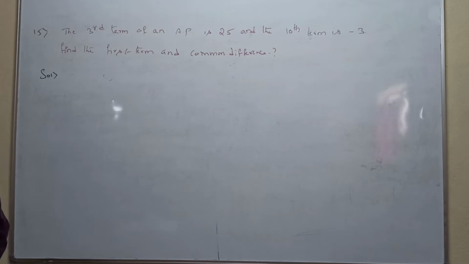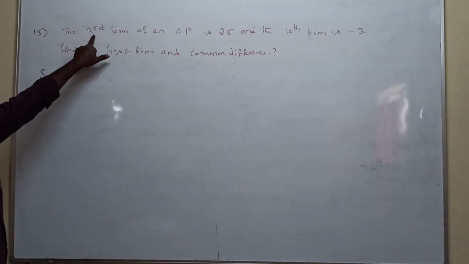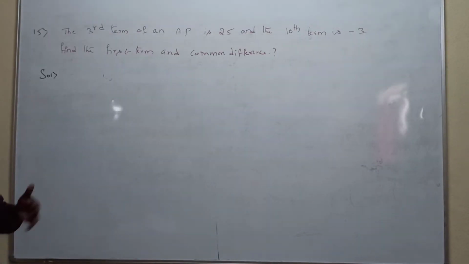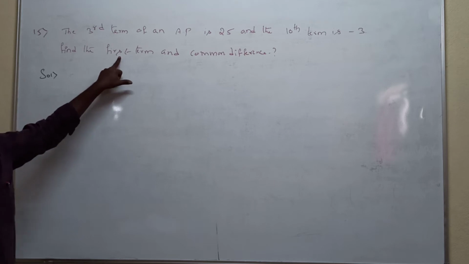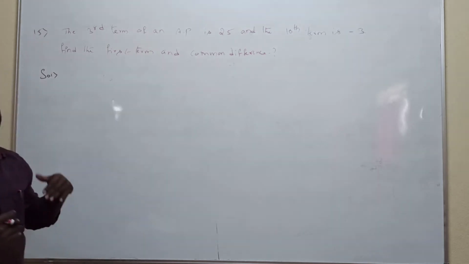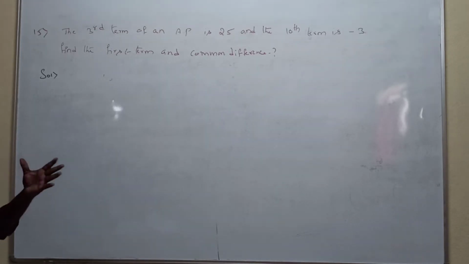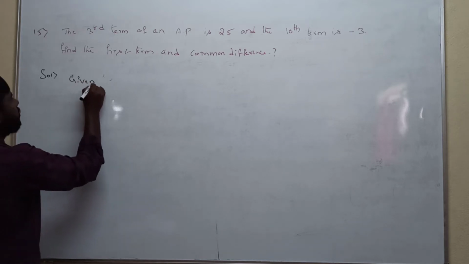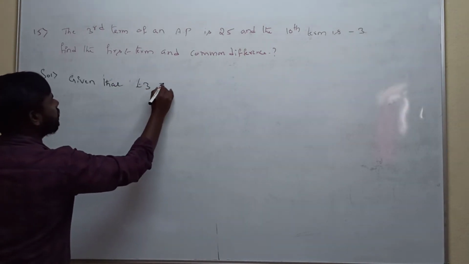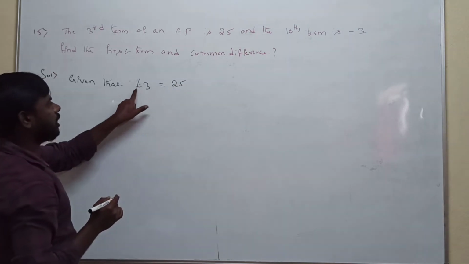Read the question carefully. What are given? The third term is 25, and the 10th term is -3. To calculate the first term, the value is a, and the common difference, the value is d. So they have given the third term and 10th term values, and finally we calculate the first term and common difference. Did you understand what they are given? Which values are to be calculated? The third term is given as 25.